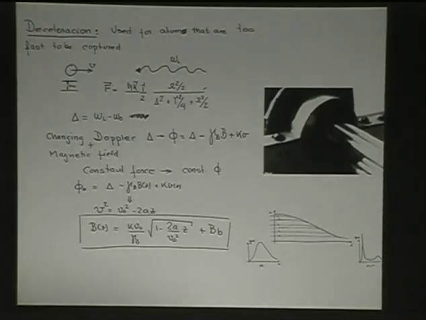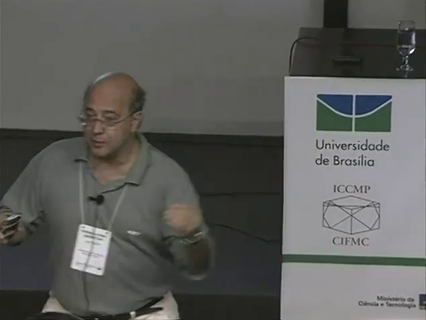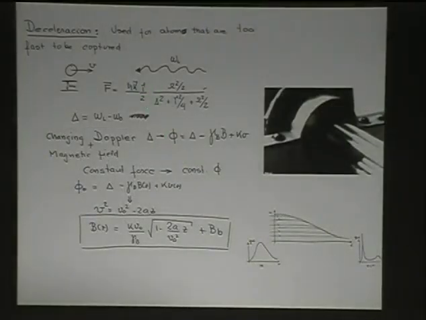This creates a very interesting situation, because I have something here that depends on B and depends on V. So if I create in space a magnetic field that compensates the spatial variation of velocity, I can keep delta constant during the whole process. Then I can make the atoms absorb many thousands of photons without getting out of resonance. This is the basic idea of the Zeeman tuning technique: producing a magnetic field in space with some special variation.